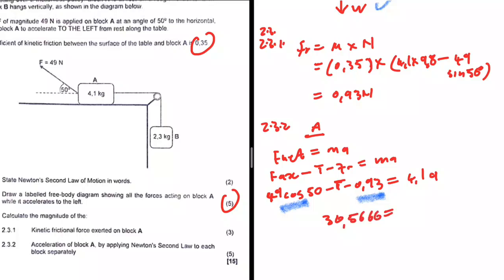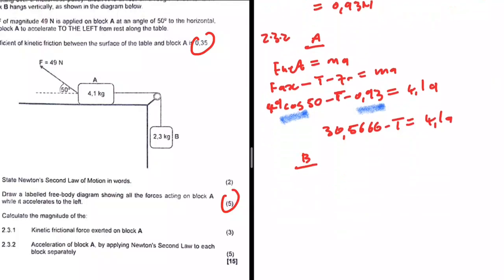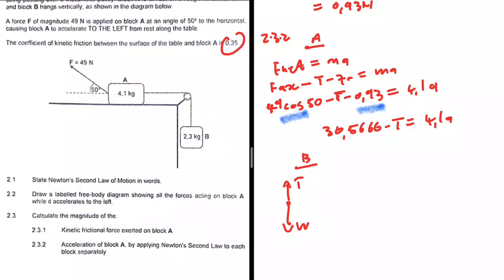30.5666 if we round off to 4 decimal places, minus the tension being equal to 4.1a. So this is our equation 1. Let's take a look at B. What's happening at B? We have the weight, obviously, and we have the tension force. Am I missing something? Obviously, we don't have the normal, it is hanging. We don't have any frictional force, it's not in contact with the floor. So I think there we are.